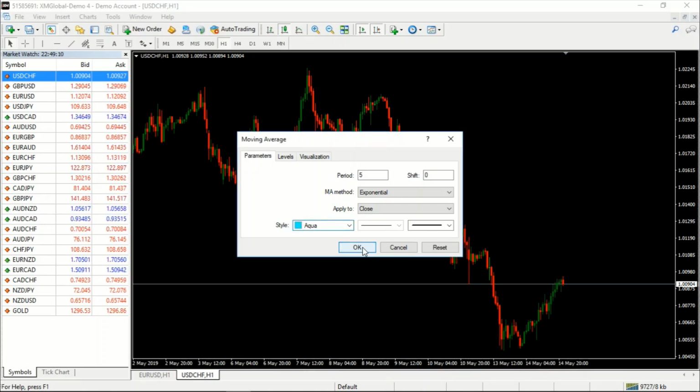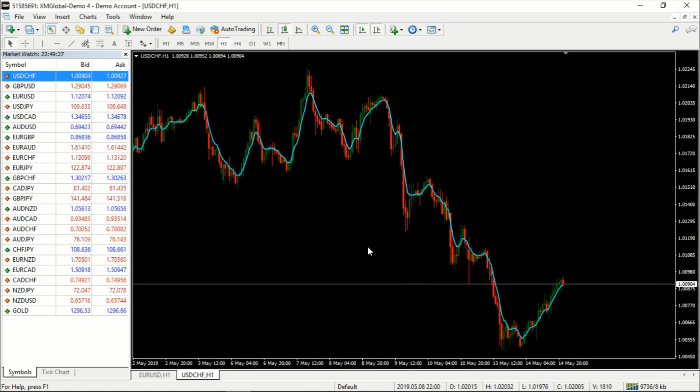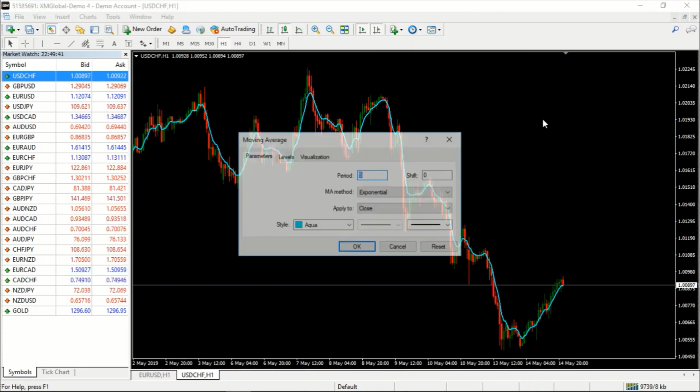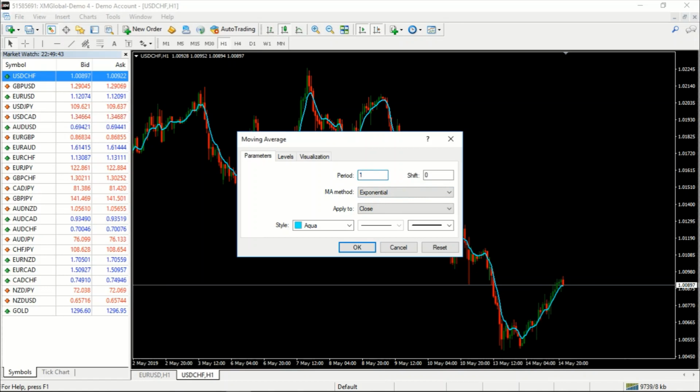We will then change the line thickness. You should move to the second thickness, and then we will be clicking OK. Now you will see the exponential moving average 5 appears on your chart. We will then go up again and go to trend, select moving average, and we will now add in a 50 moving average, and for this one it will be a simple moving average.